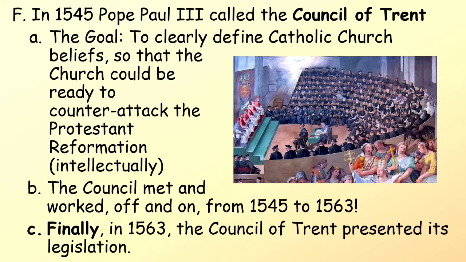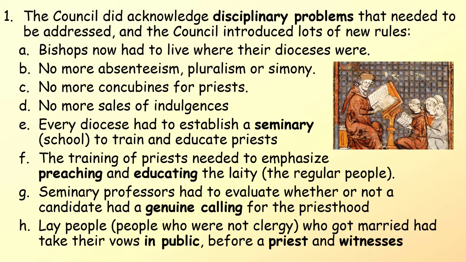The council met and worked off and on from 1545 to 1563. That's 18 years. And finally, in the year 1563, the Council of Trent presented its legislation. This legislation came in two parts. In part one, the Council of Trent acknowledged that there were disciplinary problems that needed to be addressed, and the council introduced lots of new rules.